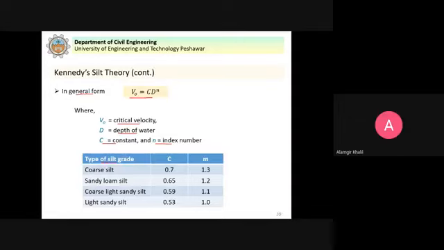We have different types of silt grade. You can see here we have coarse silt. If we have coarse silt, then in this equation the value of C should be 0.7. If we have sandy loam silt, then it should be 0.65. Coarse light sandy silt, then 0.59. Light sandy silt 0.53. So these are guideline values, clear, and the critical velocity ratio for these silt grades can be for coarse silt 1.3 and so on.